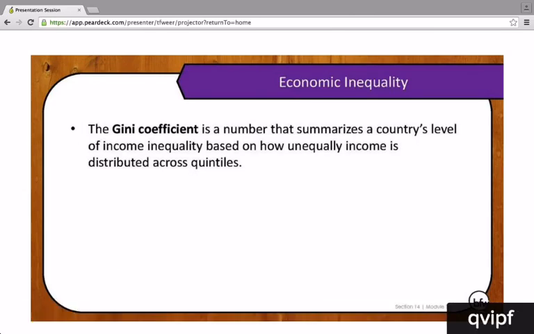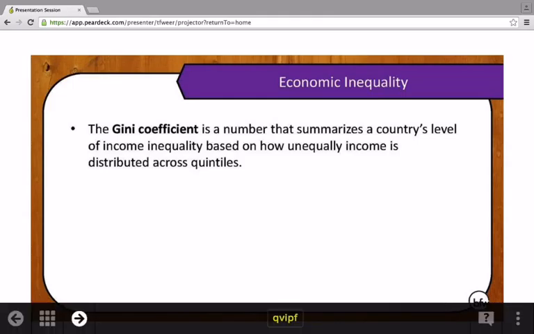Now, a country's level of income inequality can be measured with a statistic that is known as the Gini coefficient. The Gini coefficient is a number that summarizes a country's level of income inequality based on how unequally income is distributed across quintiles. So, if a country has a Gini coefficient of 0, the income is distributed completely equally. If the Gini coefficient is 1, all of the income goes to one person. This is as unequal as it gets. So it's a number between 0, complete equality, up to a number of 1, complete inequality.